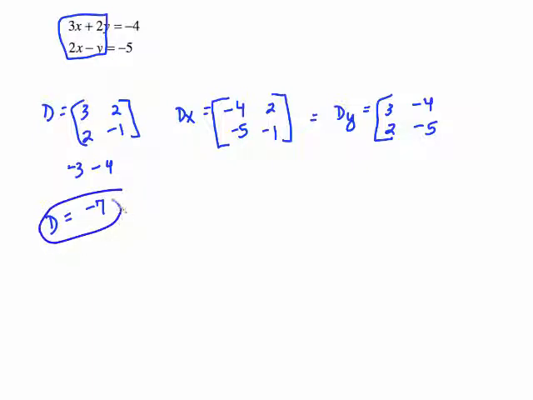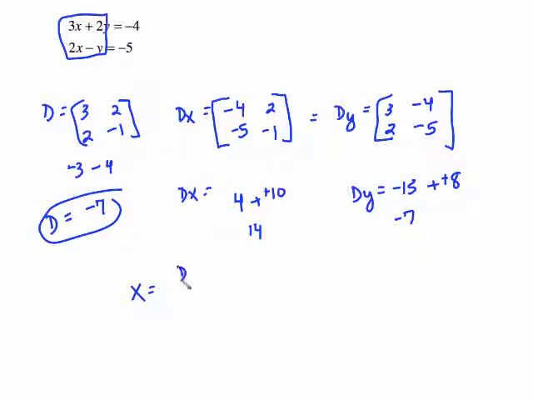That says continue. This dx, negative 4 times negative 1 is 4, minus, multiply up, negative 10, minus a minus is plus, gives me 14. And on this one, 3 times negative 5 is negative 15 minus negative 8. Minus and minus goes to plus, which gives me negative 7. So your x value is dx over d, which is 14 over negative 7, which is negative 2.